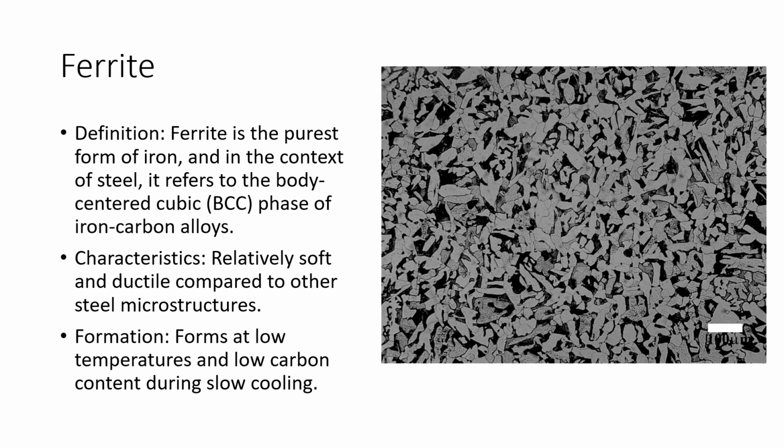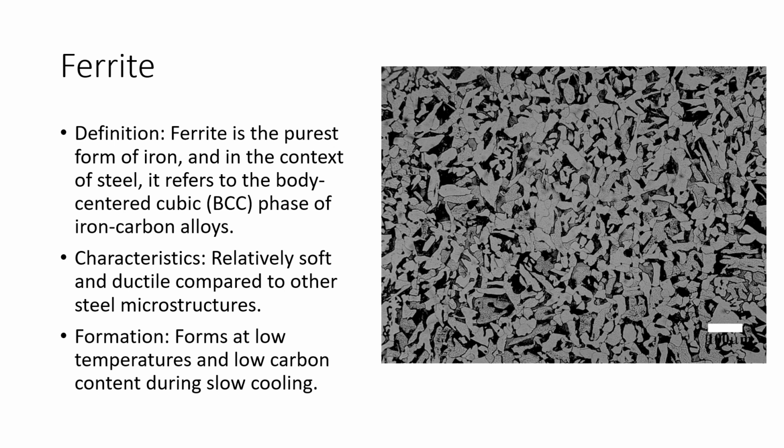All right, so we're going to talk about some of the grain structures and some other vocabulary. One of the first ones we're going to talk about is ferrite. Ferrite is just the purest form of iron. There's nothing else in it. It's just the body-centered cubic phase of iron.